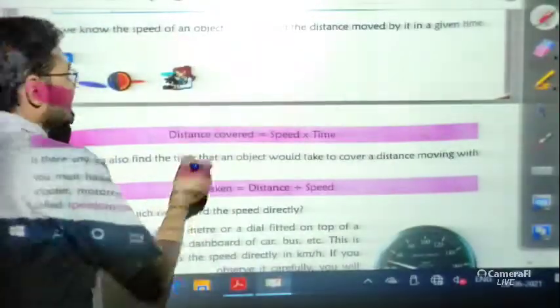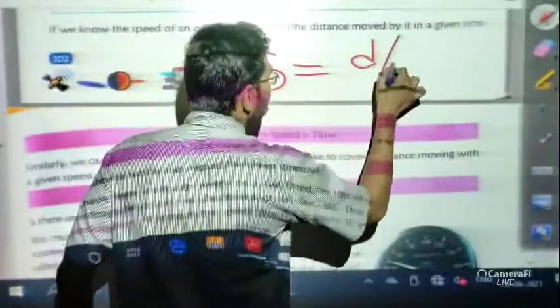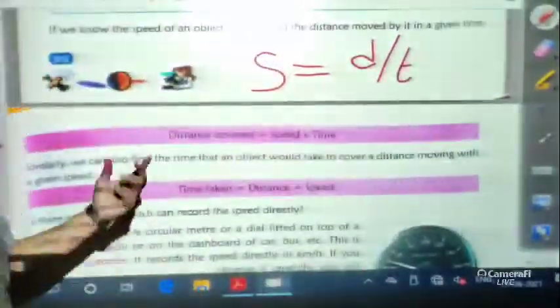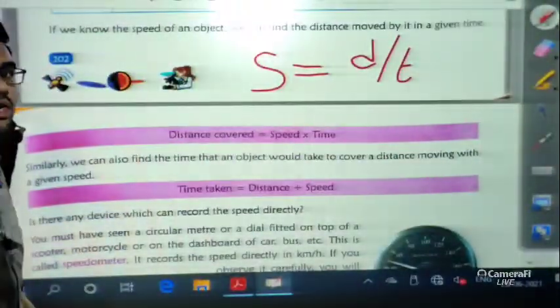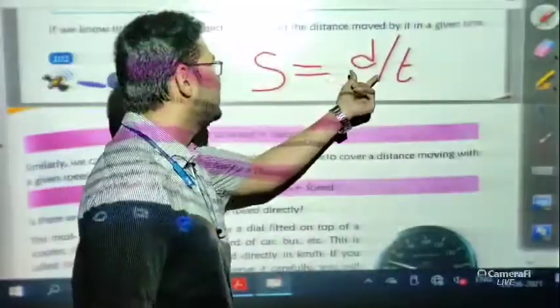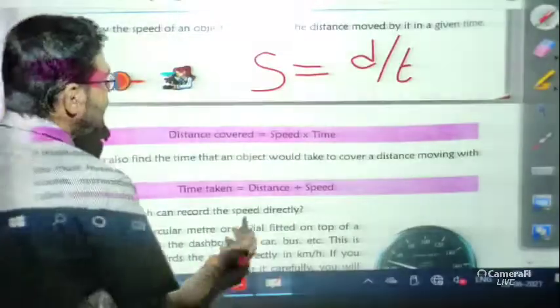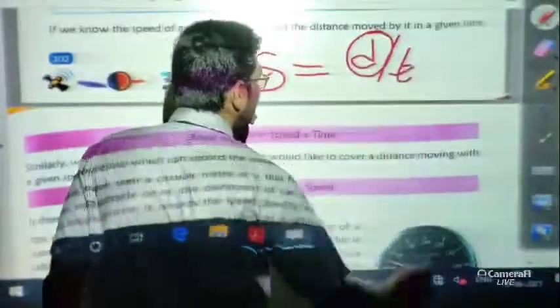Now let me tell you two more things. We have discussed that speed is equal to distance divided by time. If we want to find out the speed, we have to know the distance and we have to know the time. Now students, tell me one thing, if we want to find out the distance, then what are the two things that we have to know? Definitely we have to know the speed and the time.